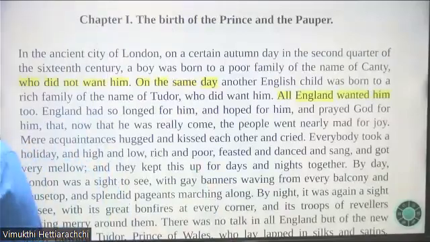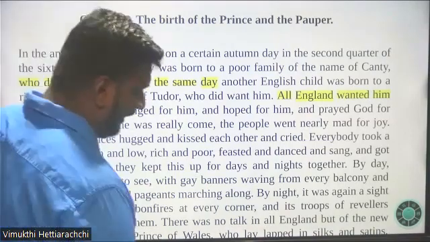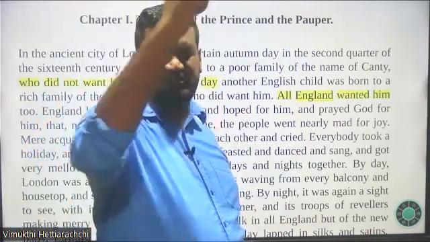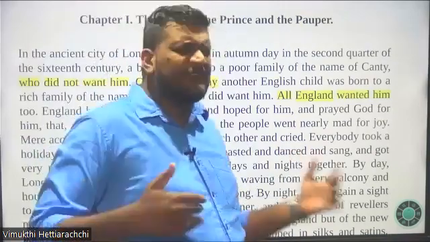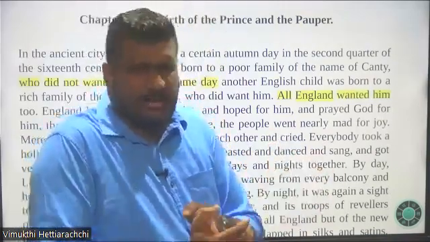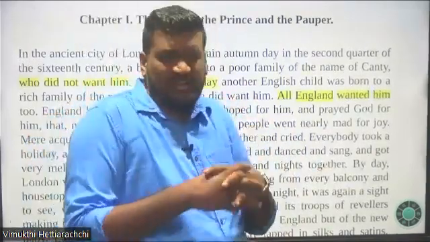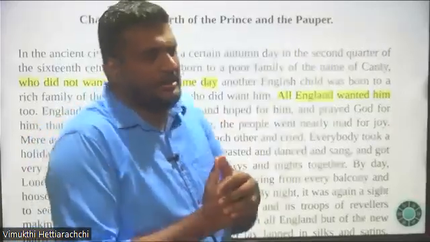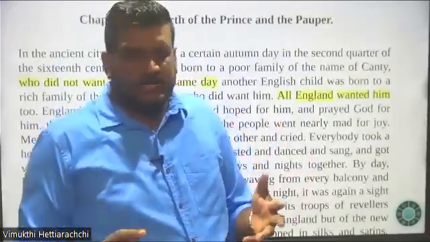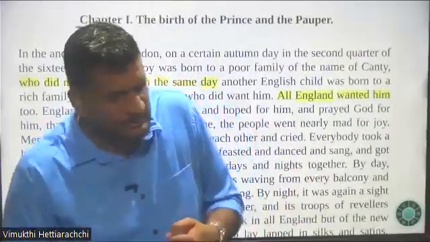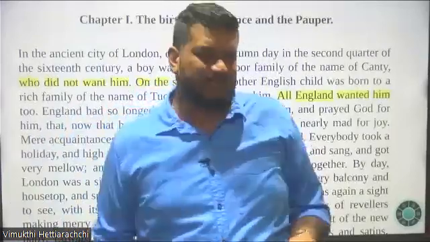By day, London was a sight to see, with gay banners waving from every balcony and housetop and splendid pageants marching along, right? So they had certain pageants, and people who lived in these balconies waved the flag. Now according to the narrator, what you can realize here is that each and every person showed some kind of love and affection, some kind of delight when it comes to the birth of Edward Tudor. So the narrator tries to explain that when it comes to the birth of these noble people, everybody will enjoy that, right?